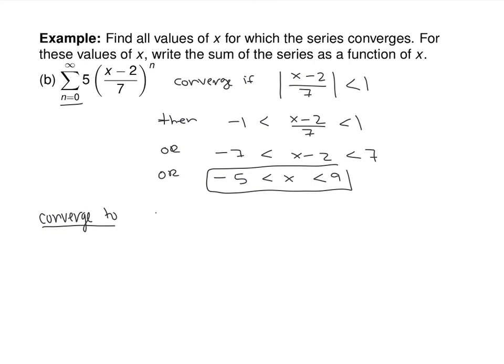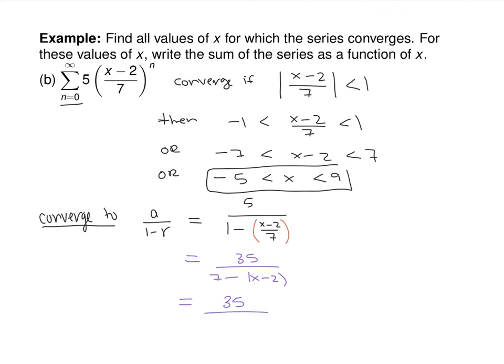And this will converge to a over 1 minus r, that's 5 over, not telling what a is, 5 over 1 minus x minus 2 over 7. If you're going to forget anything, you're going to forget that you need to have parentheses around that expression. And let's simplify that a bit by multiplying by 7, which gives us 35 over 7 minus, those parentheses don't drop yet. They do once you distribute and add 2. So this converges to 35 over 9 minus x.